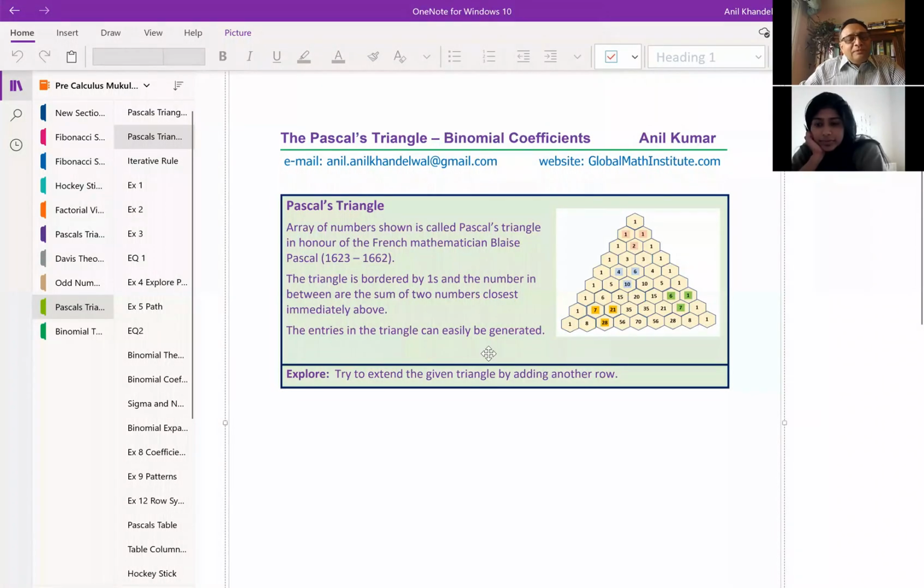That's great. So we'll begin with that. Screen, can you see it now? Yeah. Pascal's triangle. Okay.